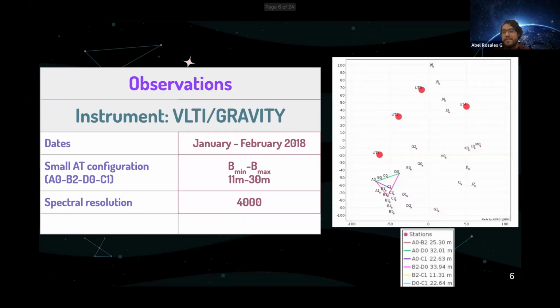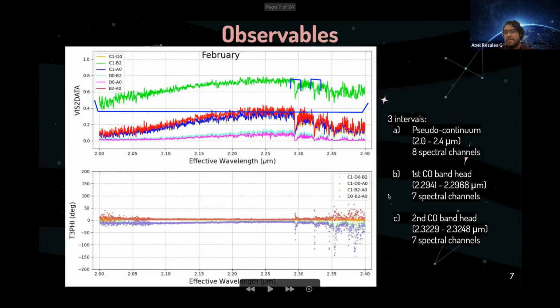So for our studies, R Car was observed during January and February of 2018 using the instrument GRAVITY at the VLTI, using the small auxiliary telescopes configuration, and with a spectral resolution of 4000. On the right, I show you the configuration and the corresponding baseline lengths. An example of the calibrated squared visibilities and closure phases can be found in this slide.